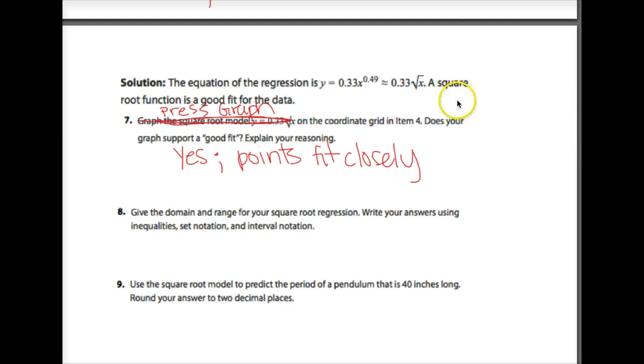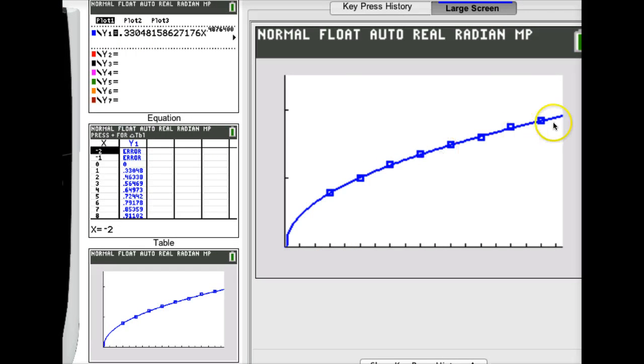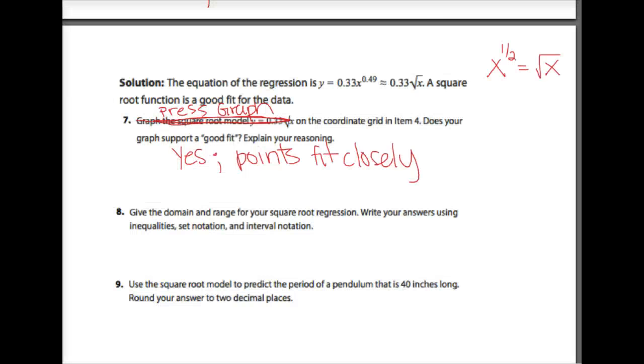Now, one thing I guess I should go back and say, since it doesn't say here, I just want to point out why we're using the square root here and make sure you understand. This 0.49 is very close to 1/2. And remember that x to the 1/2 is the same as the square root of x. So I just wanted to clarify that real quick as to why we're saying that that's approximately a square root function. So we said yes, the points fit closely. As you can see, once the whole thing is graphed, it goes right through most of them there.